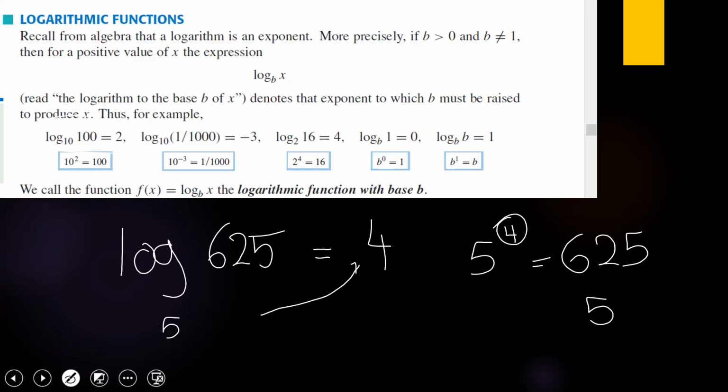So if you try logarithm of 100, you get 2. Logarithm of 1000, you must get 3. Why? Because 10 to the power 3 is 1000. Now, let's continue.